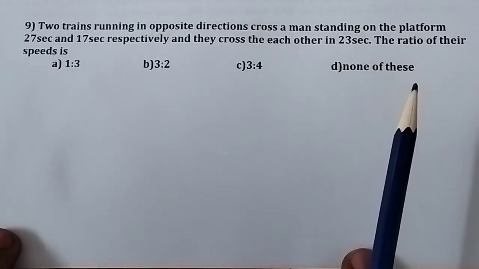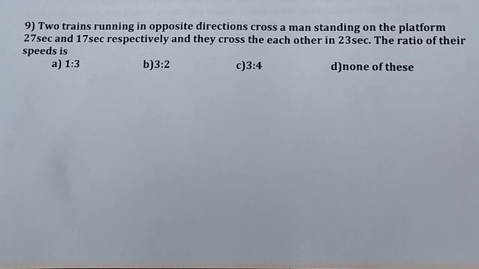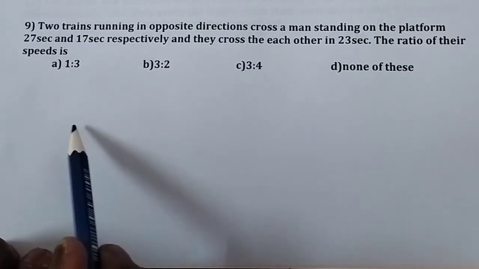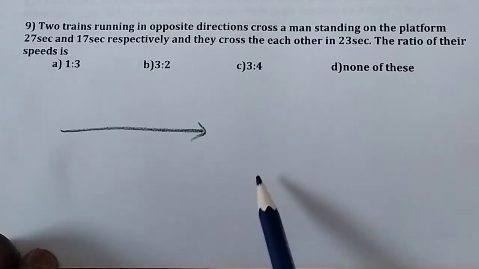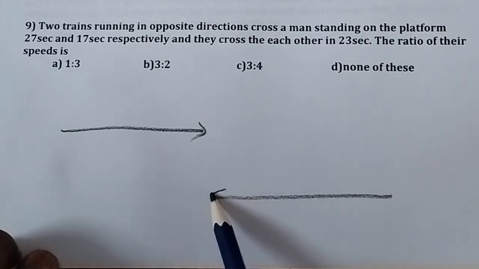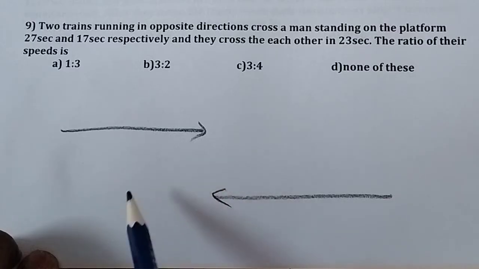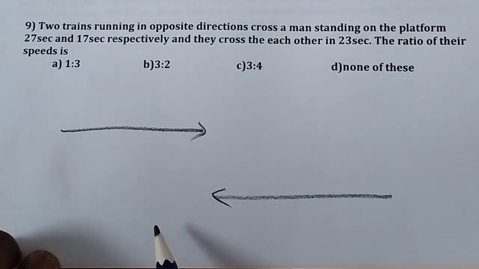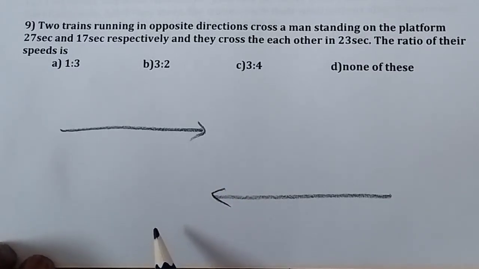Now coming to question number 9. Two trains running in opposite direction cross a man standing on the platform in 27 seconds and 17 seconds respectively, and they cross each other in 23 seconds. The ratio of their speeds is what? This is a simple question. Try to understand what exactly the given question is. These are the two trains. The lengths of both the trains are different. That is not given in the question.